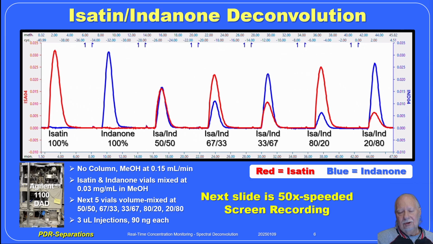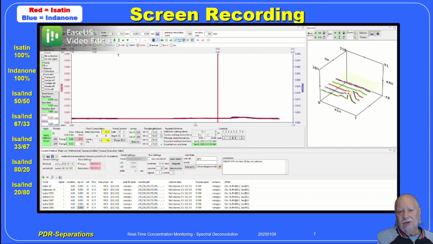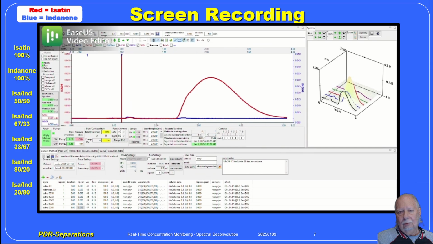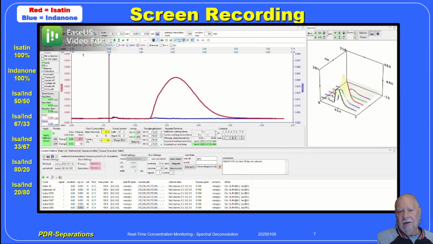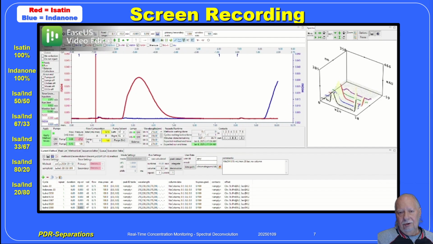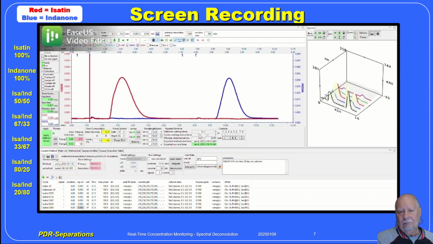The next slide is this very chromatogram screen recorded and then speeded up 50 times so it doesn't take so long. You'll notice that the deconvolution on the left is in sync with the raw spectrometer data in the 3D display on the right. So the deconvolution really is happening in real time.